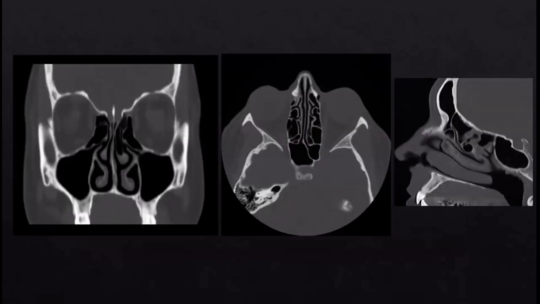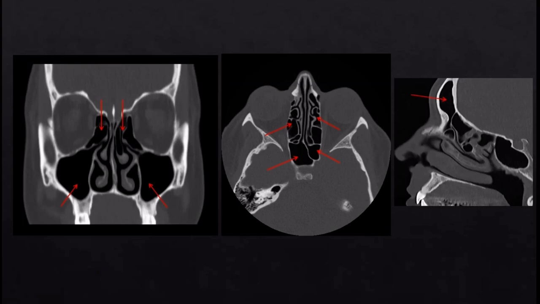On the coronal CT on the left-hand side, we can clearly see the maxillary sinuses here, and also some ethmoid air cells. And the ethmoid air cells sit between the orbits. Again, on the axial images, we can see the ethmoid air cells, and there are a number of these. They're called the ethmoid labyrinth, and the ethmoid labyrinth sits between the orbits. And at the back, you can also see the sphenoid air cells, which sit within the sphenoid bone.